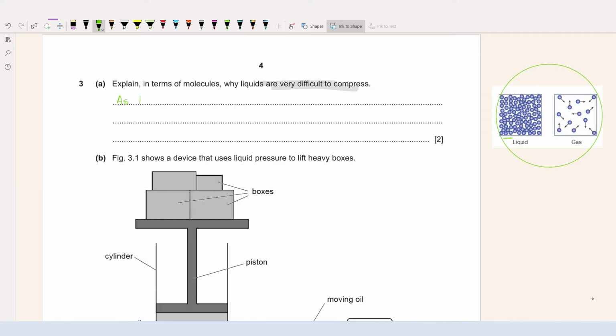As the molecules are closer, the force of attraction will be more. That's why it's difficult to compress liquids.